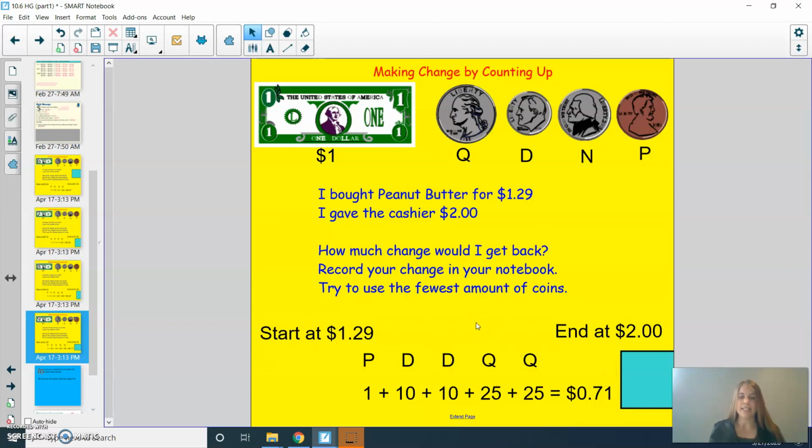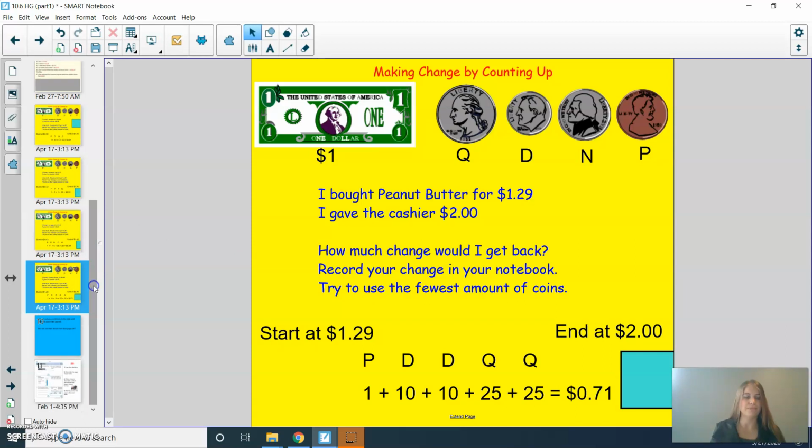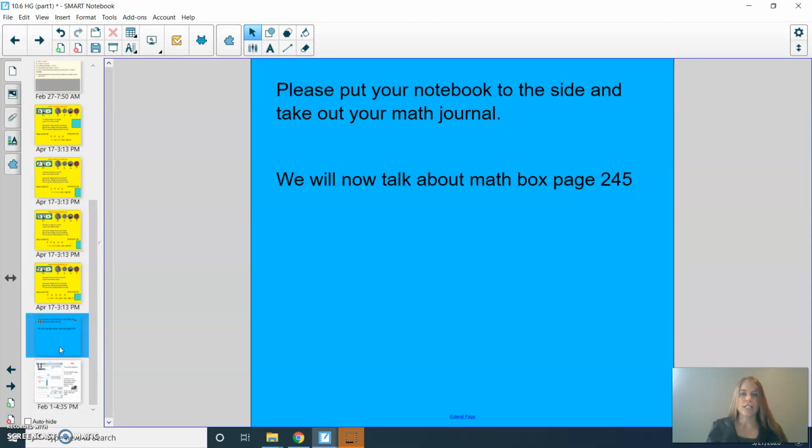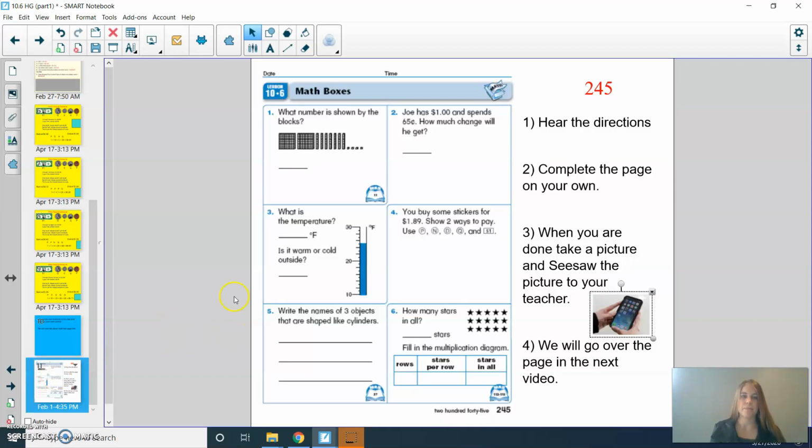If you need more practice, you could try making up some more problems similar to this. Otherwise, this is just part one. Tomorrow we'll have a very similar lesson, which will be part two for more practice with counting up change. You'll notice that today there's only one math journal page, and we're just going to be doing our math box page 245. Tomorrow we'll do some of the math journal pages that go along with this lesson.